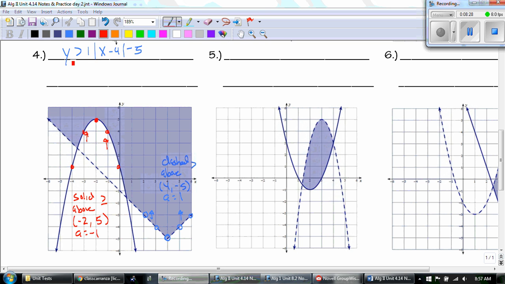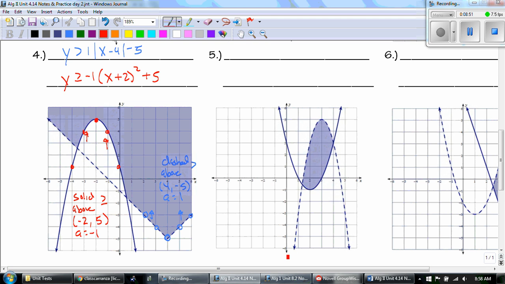Okay, so it's solid and above, so that's the greater than symbol. Our pattern was -1, and then my vertex was -2, +5. Okay, so y is greater than or equal to -1 parentheses x plus 2 parentheses squared plus 5.